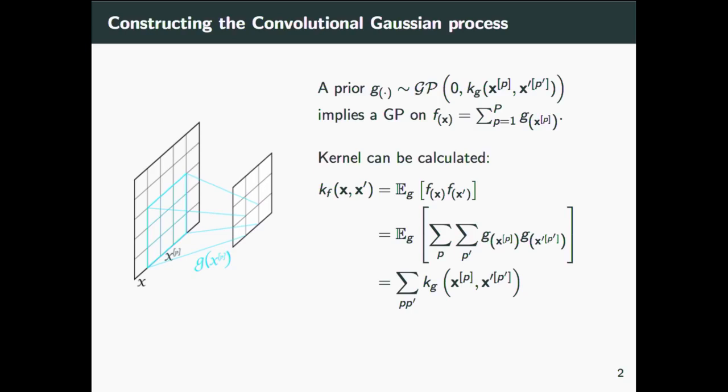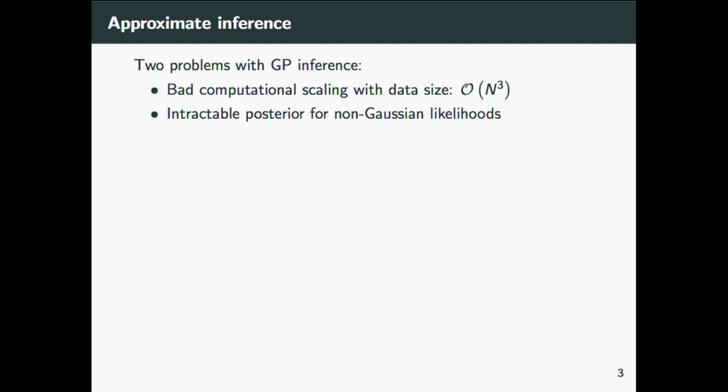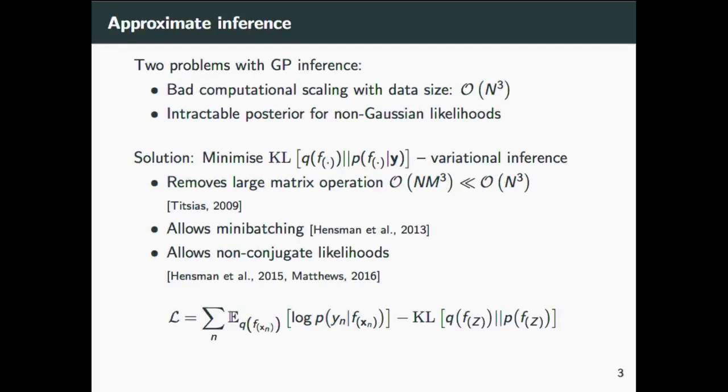However, this procedure has two well-known problems. It scales very badly with the size of the data set, since Gaussian processes need to invert a large matrix, which requires a cubic amount of computation. And secondly, exact inference is intractable in the case of using non-Gaussian likelihoods. In our case, we're specifically interested in classification problems, so we're going to need approximate inference. Luckily, there's a single framework to solve both these problems, which is the variational inference framework.